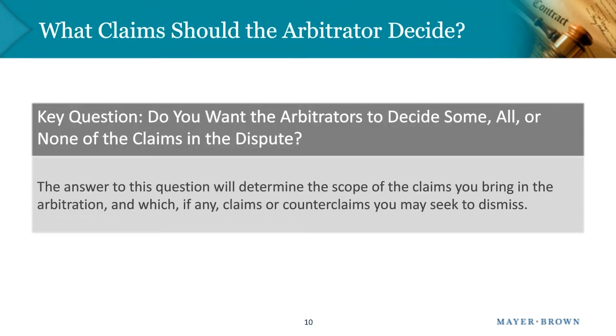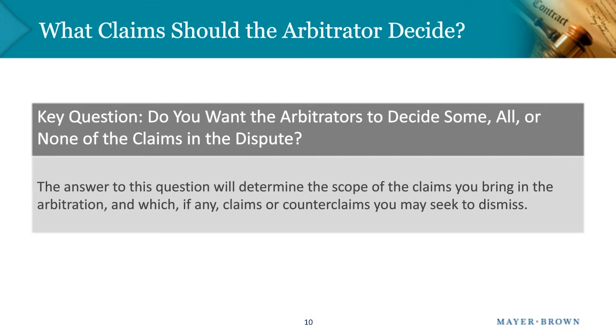The key question here is whether you, as the claimant or the respondent, want the arbitrators to decide some, all, or none of the claims in the dispute. This decision will have to be made at the very beginning of the dispute, whether you're the claimant or the respondent. There are a couple of possibilities here. You may not want the arbitrator to decide all of the claims in the dispute, or perhaps you don't want the arbitrators to decide any of the claims in the dispute. In this situation, your next step is to decide whether or not you have a factual or legal basis for a motion to dismiss.